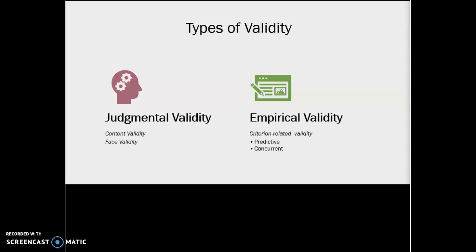Face validity is another form of judgmental validity, which asks the question, does the measure appear to test the trait it's intended to test or measure? In other words, can I guess what the measure is getting at by simply reading the questions? Okay. So face validity and content validity are not necessarily correlated with one another. They may seem to be, but they're not. Just because a measure is face valid doesn't mean that it has content validity.